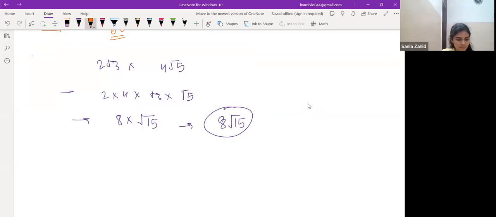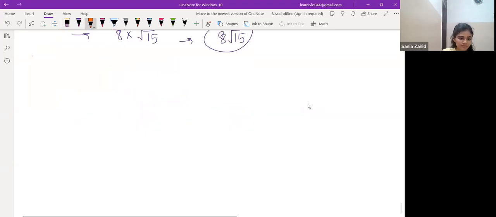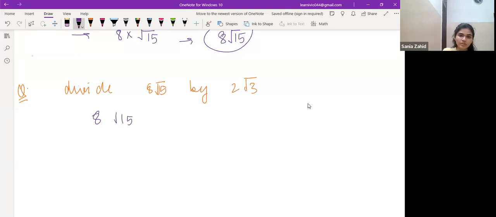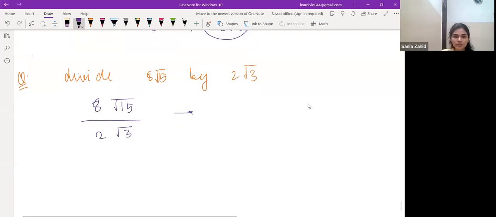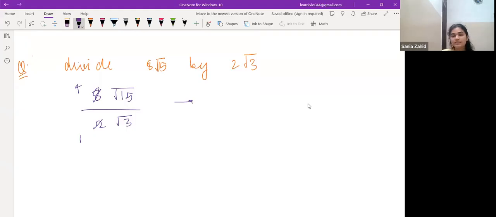Easy only. Now next question says divide 8 root 15 by 2 root 3. Now again children, what you will do over here, you write down 8 under root 15 divided by 2 under root 3. So children, here also you solve the coefficient with the coefficient. Can you cancel 2 and 8? Yes. 2 into 1 time is 2, 2 into 4 times is 8. Right. Now, can 15 and 3 be cancelled? Yes, I can cancel it. 3 into 1 is 3, 3 into 5 is 15.